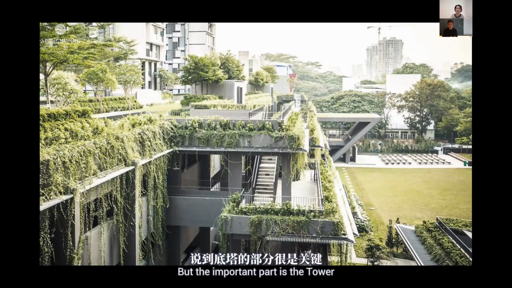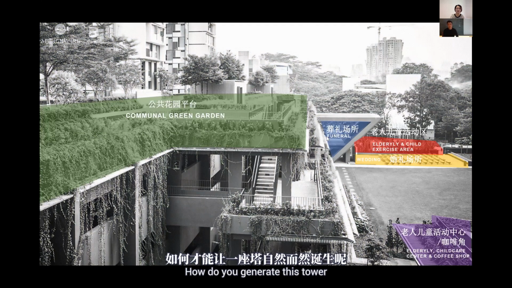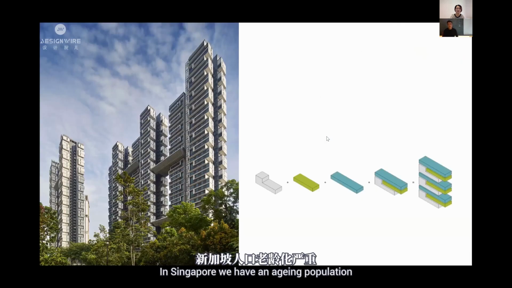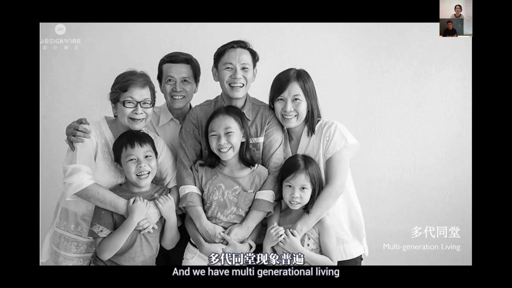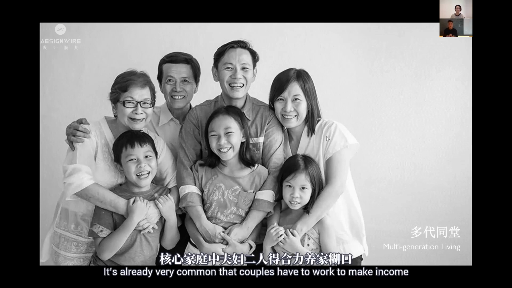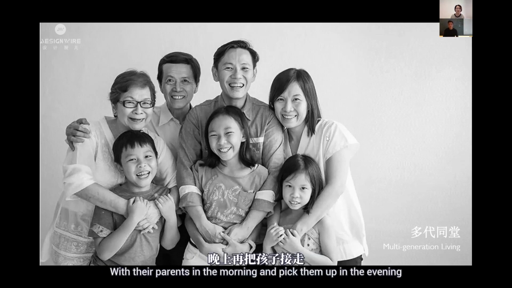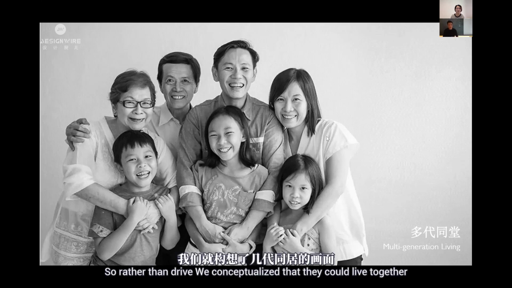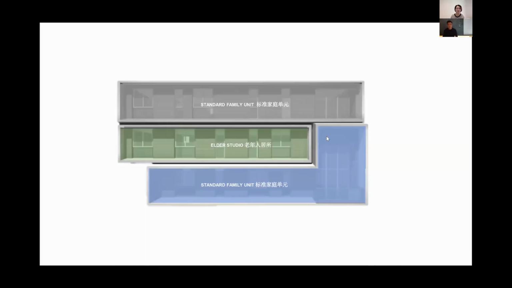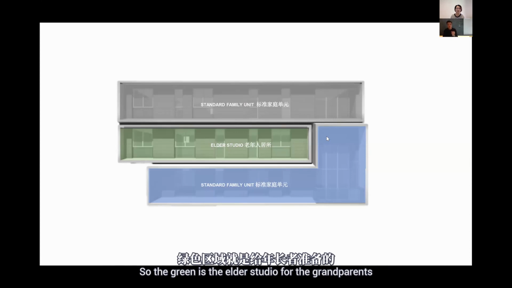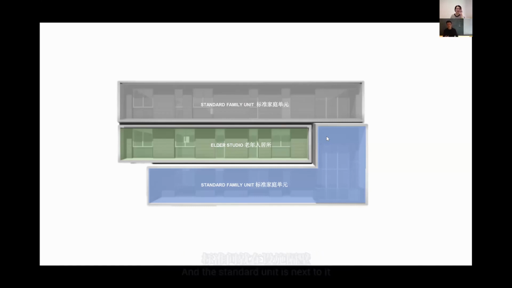But the important part is the tower. How do you generate this tower? In Singapore, we have an aging population, and we have multi-generational living. It's already very common that two couples have to work to make income, and they usually drop their kids to their parents in the morning and pick them in the evening, have dinner together. So rather than drive, we conceptualized that they could live together. So the green is the elder studio for the grandparents. They have their own key with the elders facilities, and the standard unit is next to it.